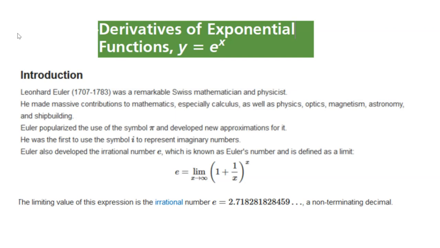And it is a constant, just like how pi is a constant. It's been attributed to somebody called Euler. This is not a history class, but I'll just tell you a little bit about him. Swiss mathematician, and made a lot of contributions to math. Helped to popularize the use of pi and also the symbol i to represent imaginary numbers. But he also developed the irrational number e.